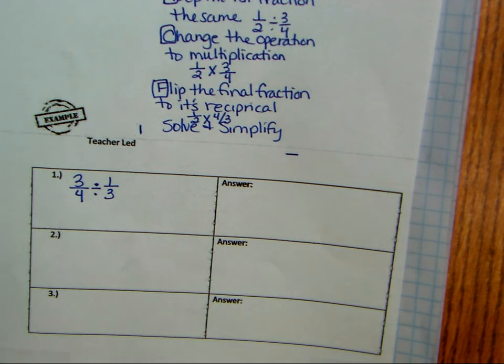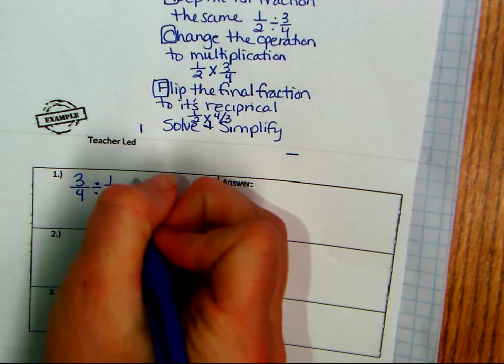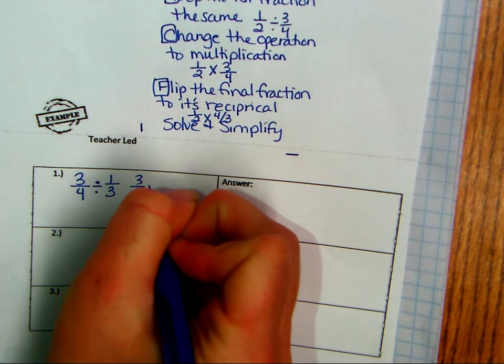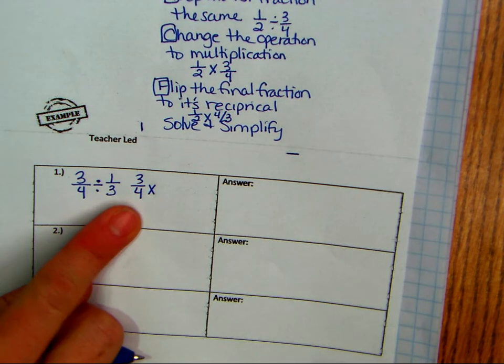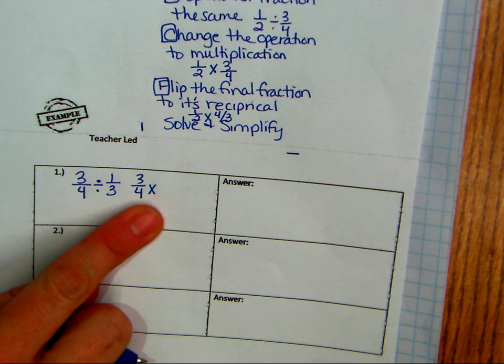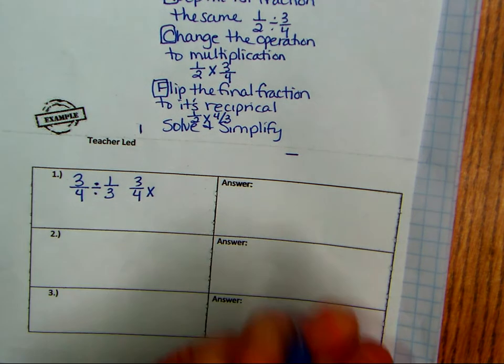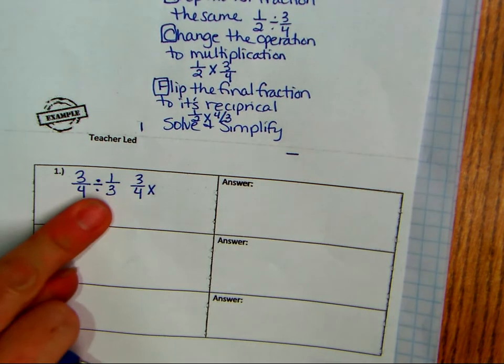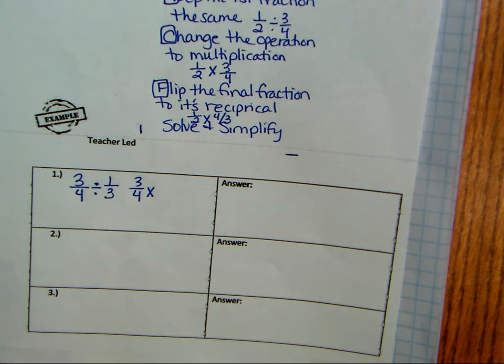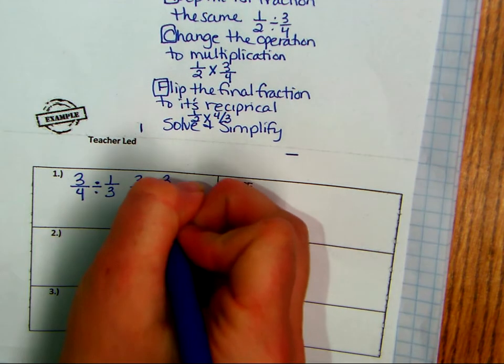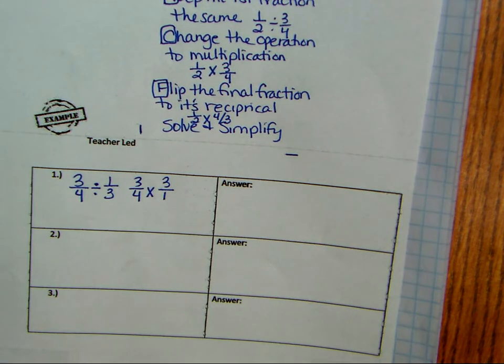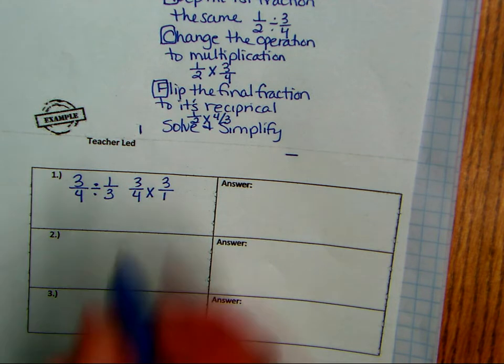I'm changing this fraction around. So we have 3/4 times, so we kept the first fraction. We multiplied instead of divided, which is to change the operation. And we're going to flip this 1/3, the second fraction, to the reciprocal, which would be 3/1. Now that we've set up our fraction, now we're going to solve.